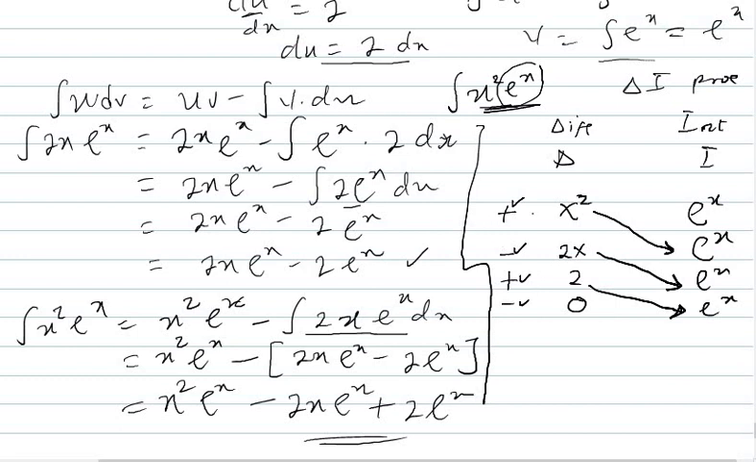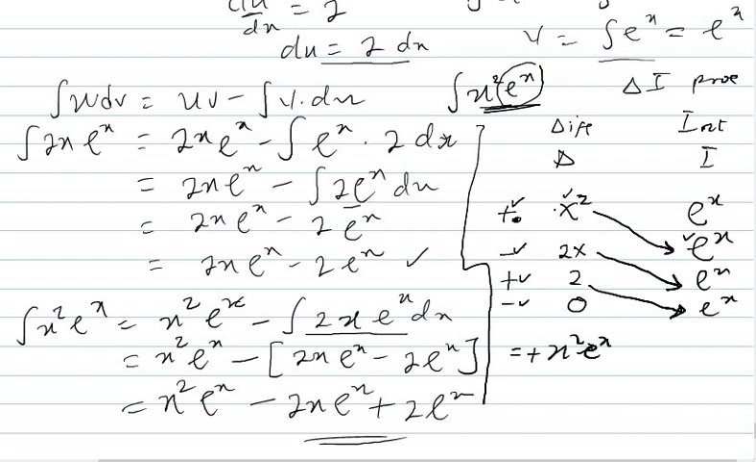Whatever sign you have at the coefficient has to be considered. Here we have plus as x square, and plus at the exponential of x, so plus times plus is plus. Then x square times e to the x gives x square e to the x.